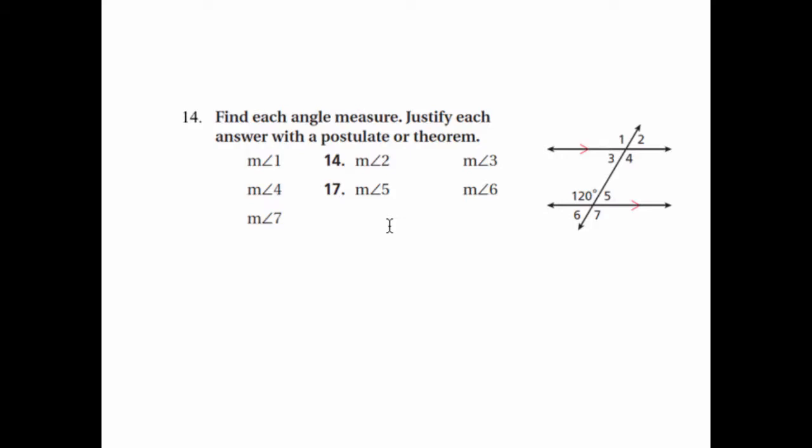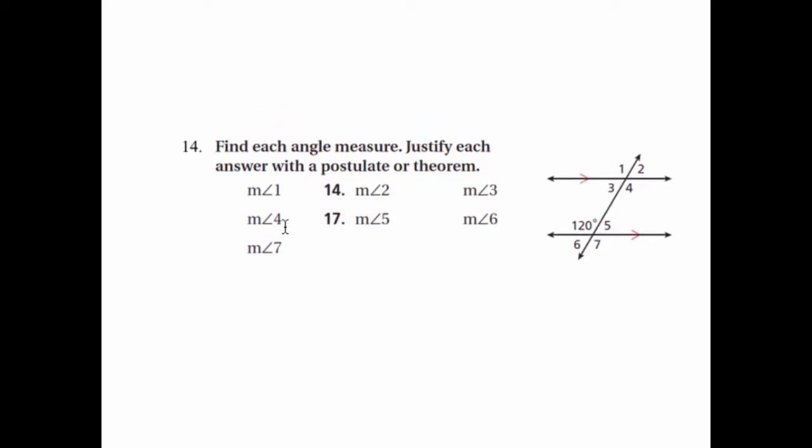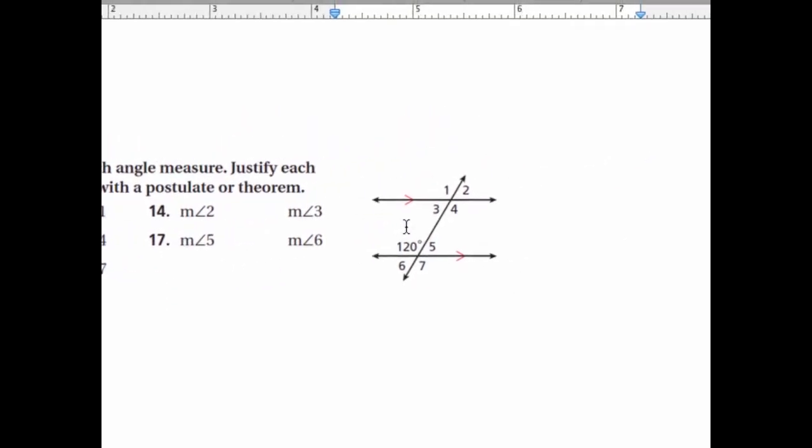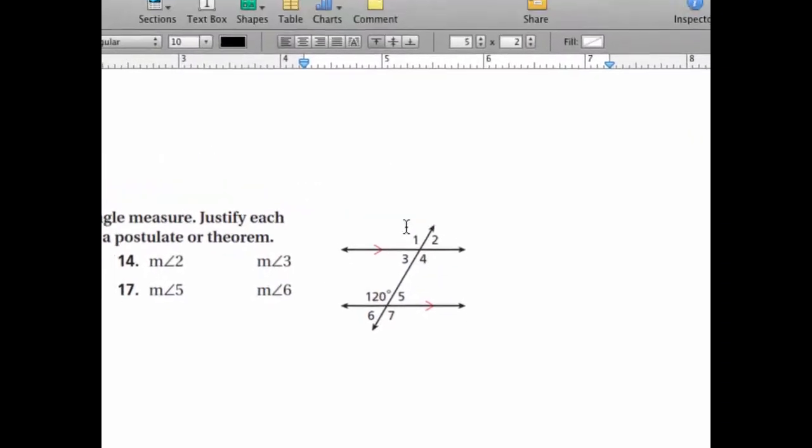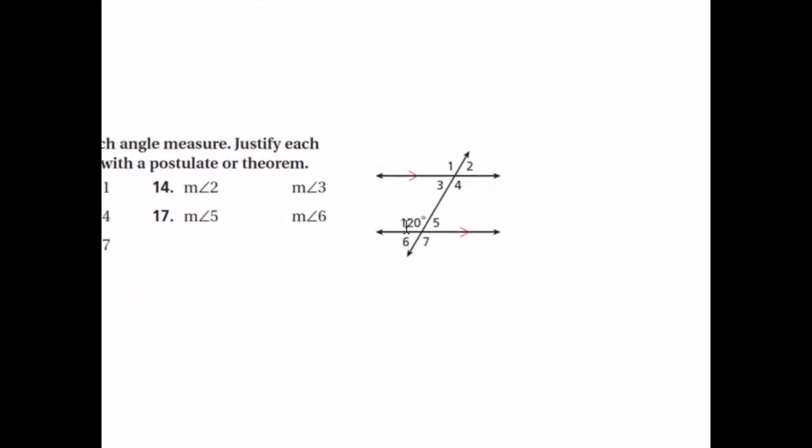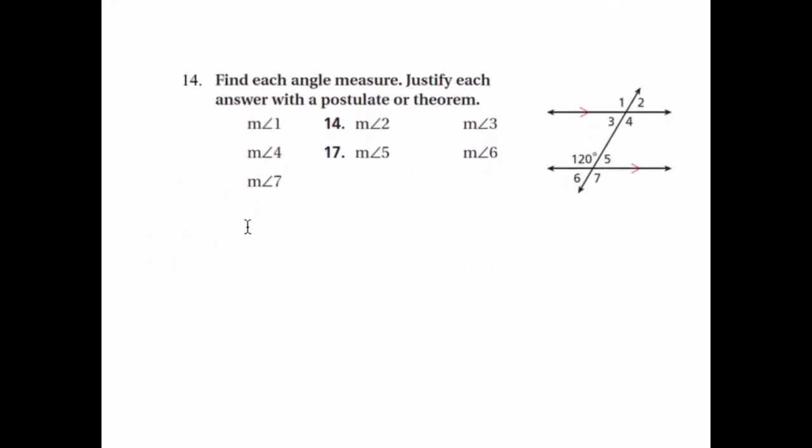120, because alternate interior angles and vertical angles. Alternate interior angles is one possibility. Yep. It's a vertical angle with 1, so you could use the vertical angles theorem. It's also alternate interior with 120. So again, you can have multiple, different justifications.